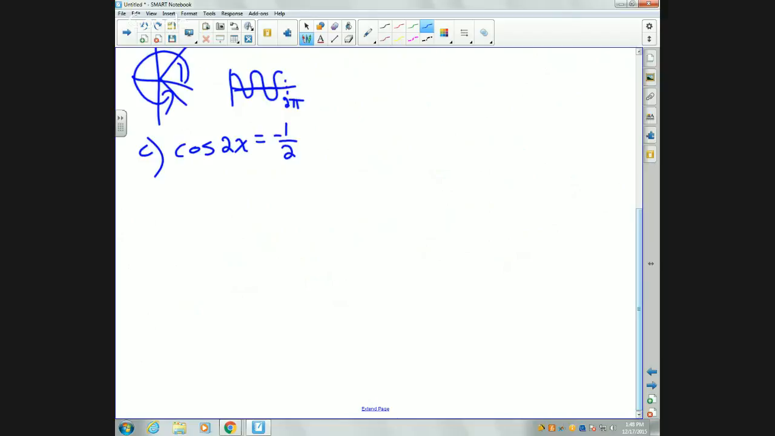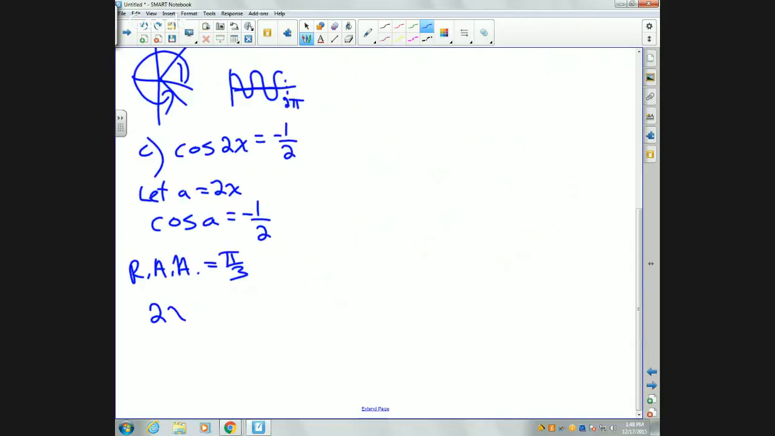So I started off by saying, hey, let's let A equal 2x. And then cos A is equal to negative 1/2. And we can do what we just did up above. The related acute angle is pi over 3. So the related acute angle is pi over 3.